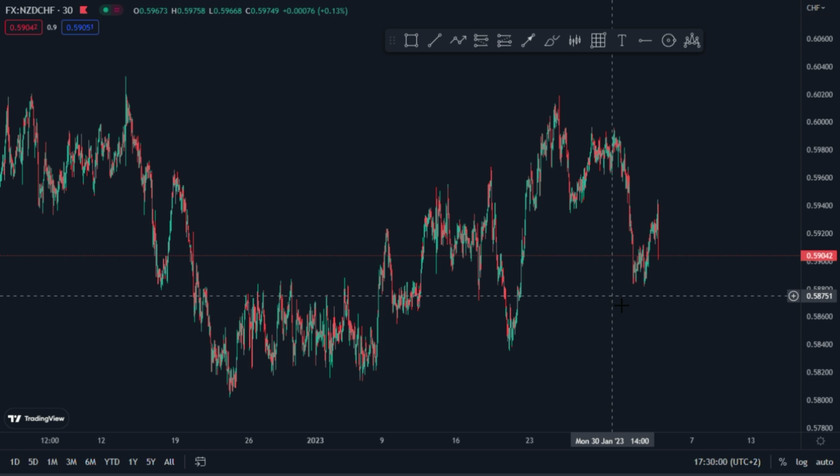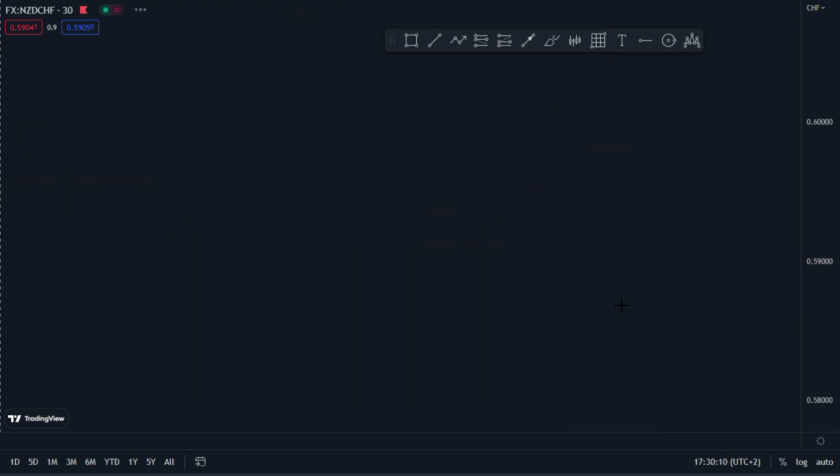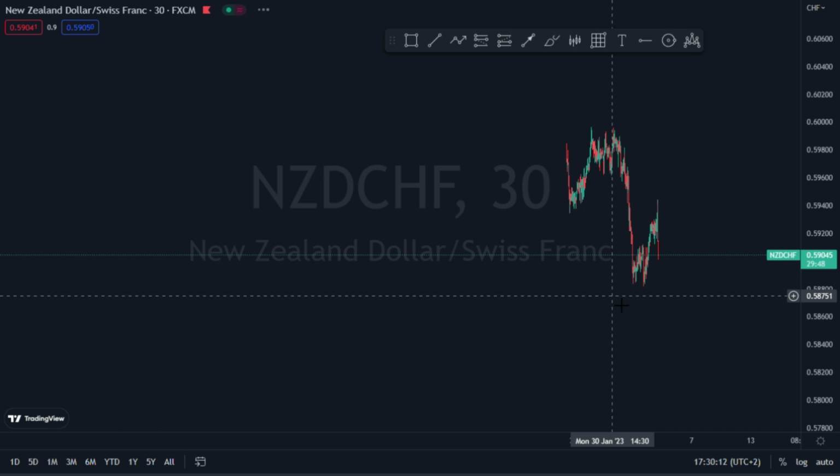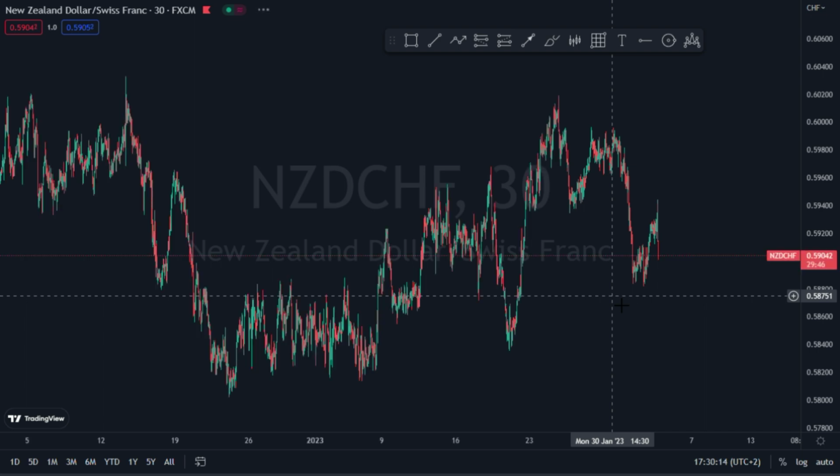Back again with top-down analysis. So what I'm looking at right now is NZDCHF. There's a very interesting structure that I'm looking at when I look at this NZDCHF.